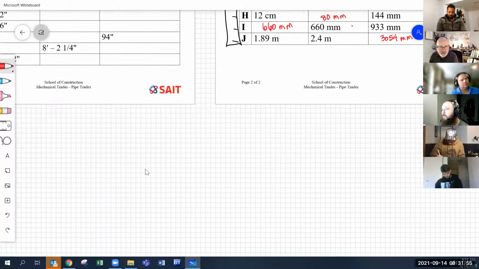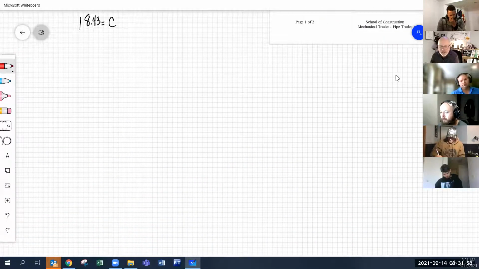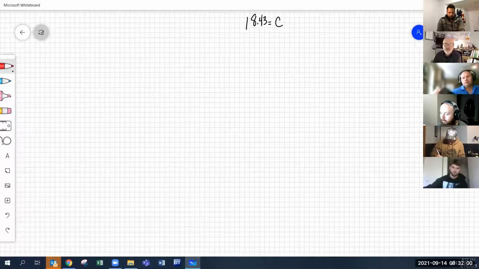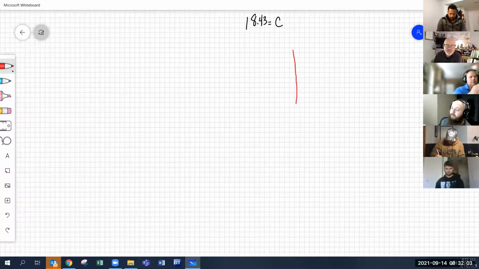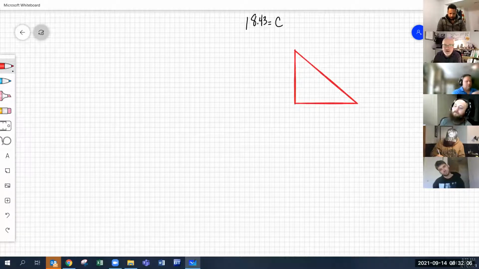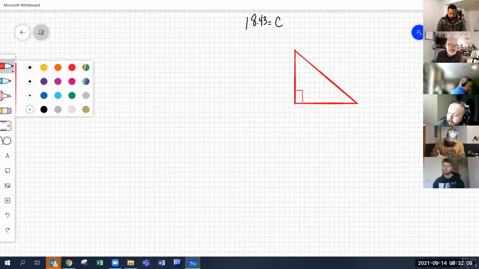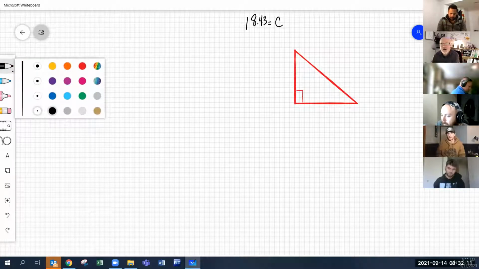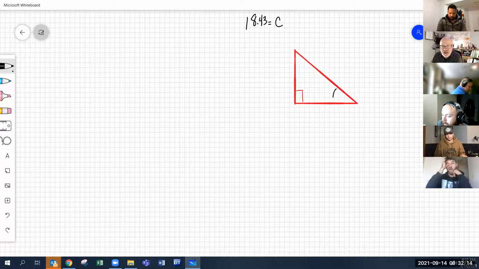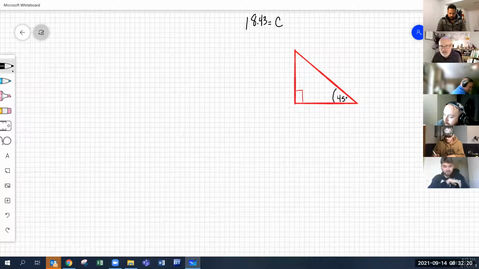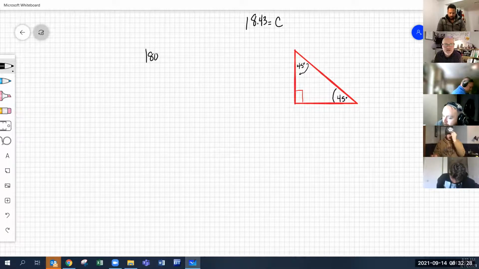Now we're going to talk about some more triangles here. So in Pythagorean theorem, we again talk about right angle triangles. Now, here's the thing about right angled triangles. If I have an angle that is 45 degrees, that makes this angle 45 degrees as well, because every triangle comes up to 180 degrees. 90, 45, 45, 180, right?